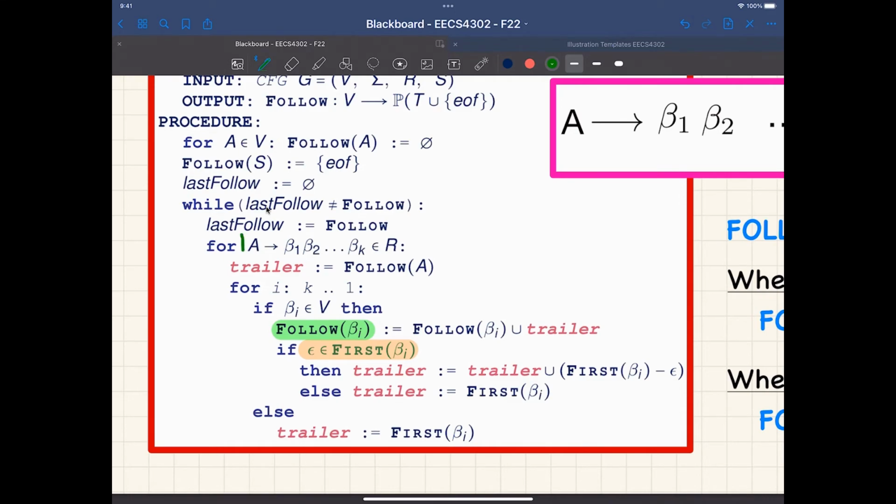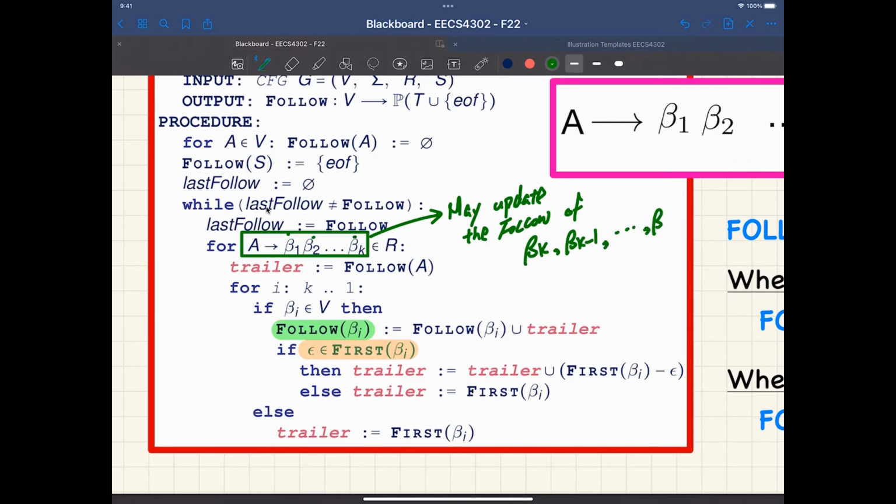If you look at this production rule, let's say I want to, okay, because we know that as soon as we see that we got beta 1, beta 2, and all the way up to beta k. So we may update the follow of beta 1. You know what? Let me say beta k first, beta k minus 1, all the way to beta 2, and then beta 1.